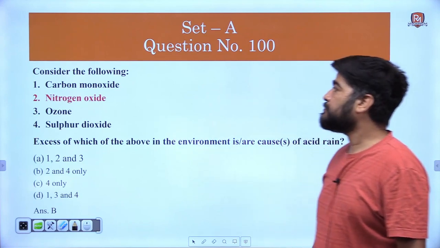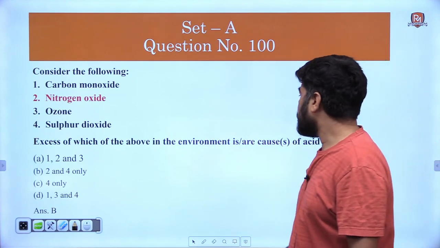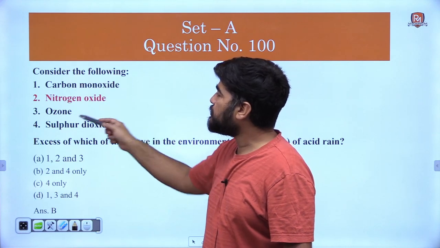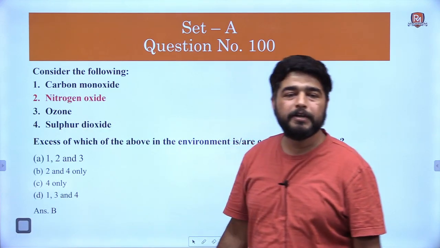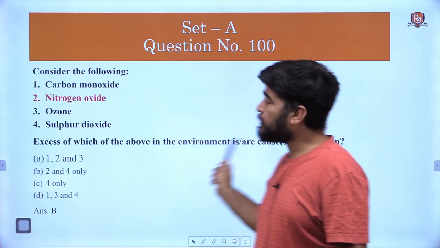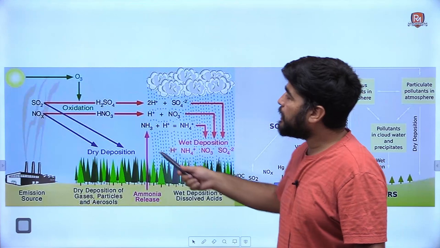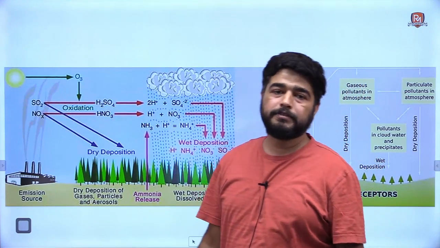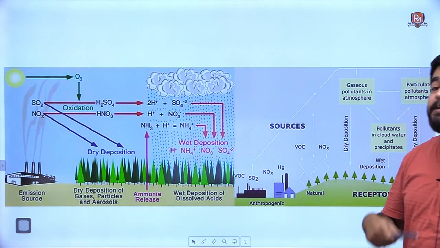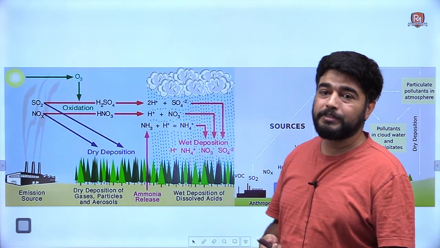In the same way, a question on: consider the following: carbon monoxide, nitrogen oxide, ozone, sulfur dioxide. Which of these are responsible for acid rain? Obviously, nitrogen oxides and sulfur oxides. This has been discussed in the advanced class and in the NCERT batch also, in the science class also.